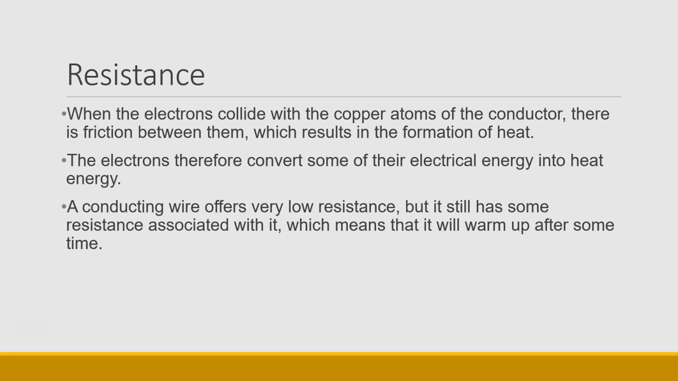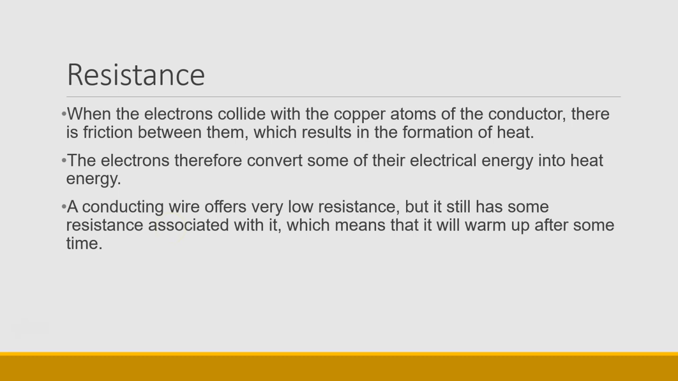It is also important to note that a conducting wire, although it is an excellent conductor of electricity, still offers some resistance, but that resistance will be very low. So a conducting wire made up of, say, copper, aluminium, silver, gold, platinum, which are excellent conductors of electricity, is still going to have some resistance associated with it.